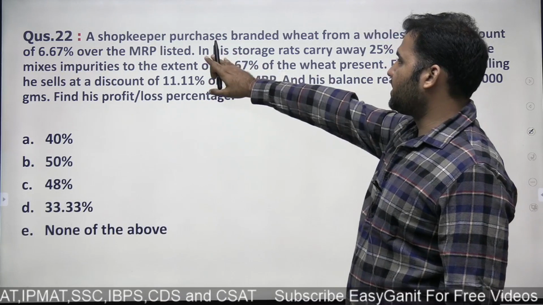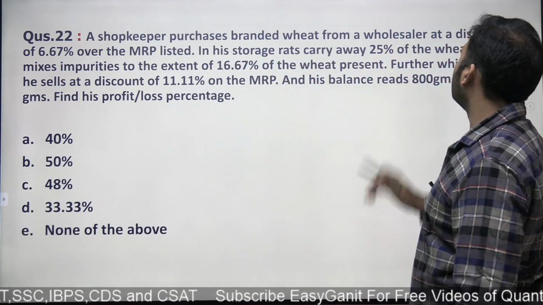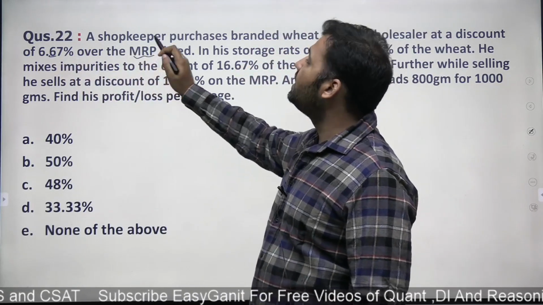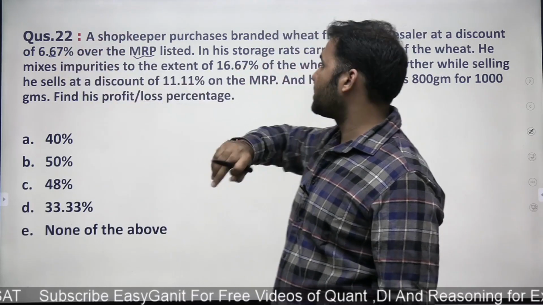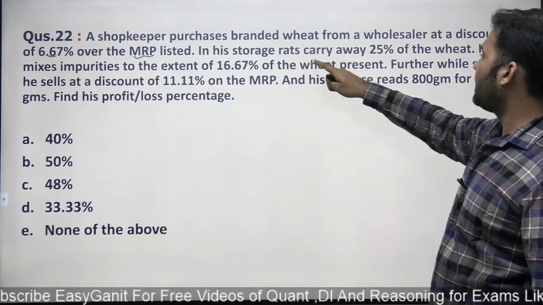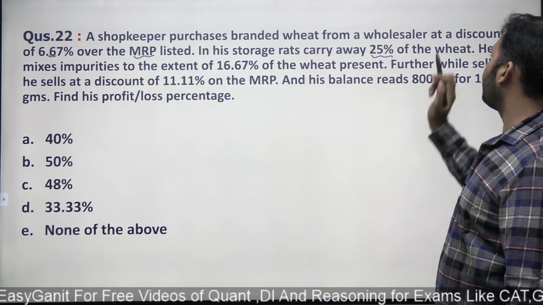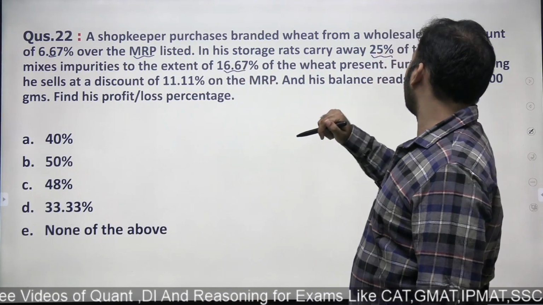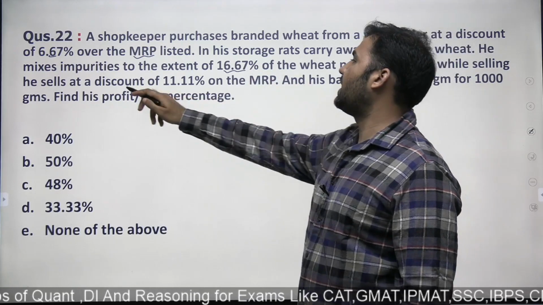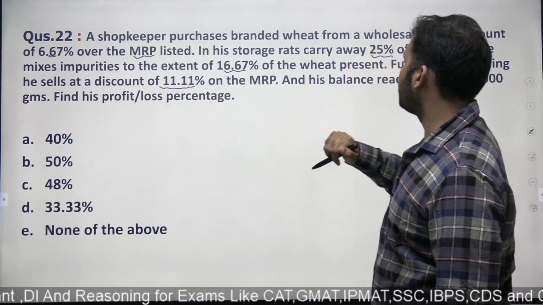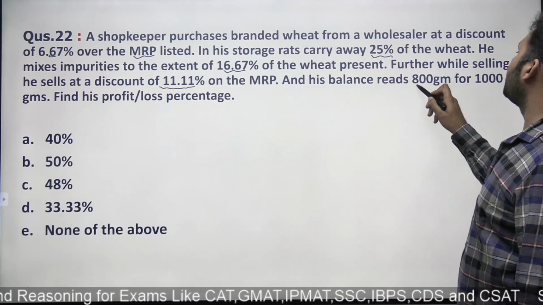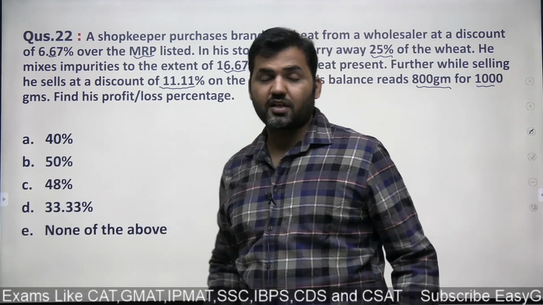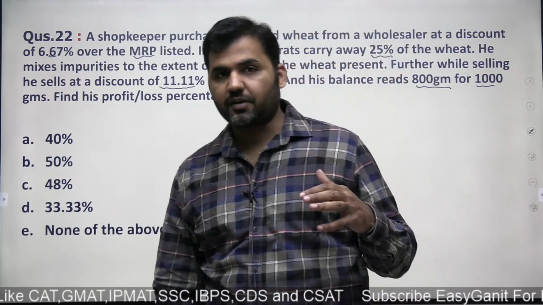Let's see what is happening. It says the shopkeeper purchases branded wheat from a wholesaler at a discount of 6.67% over the MRP list. So you purchased the product at a discount from the MRP list. Then in his storage, rats carry away 25% of the wheat. Then he mixes impurity to this extent, right? And then while selling, he is selling at a discount of 11.11% on the MRP. And finally, his balance is reading 800 gram for 1000 gram. Find what is the profit or loss percentage. So there are so many things which are happening, right?